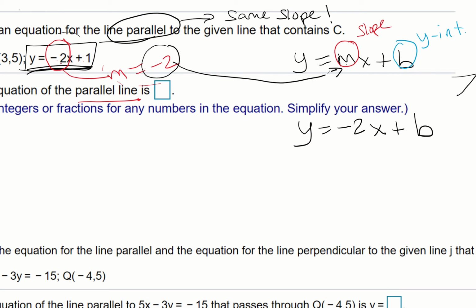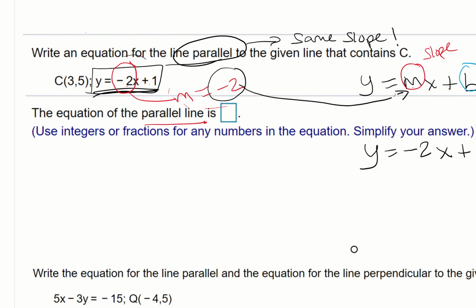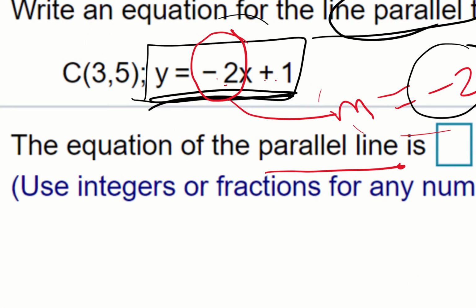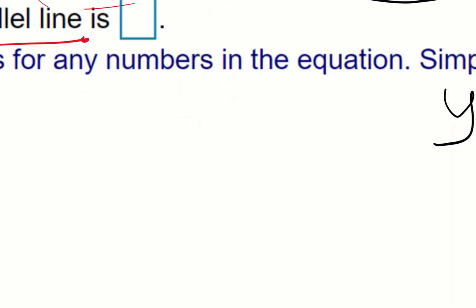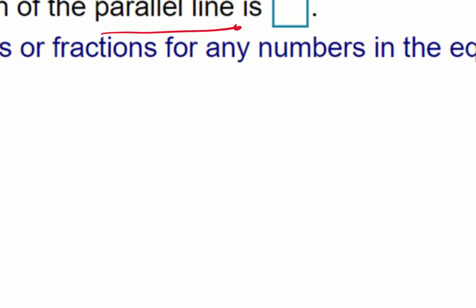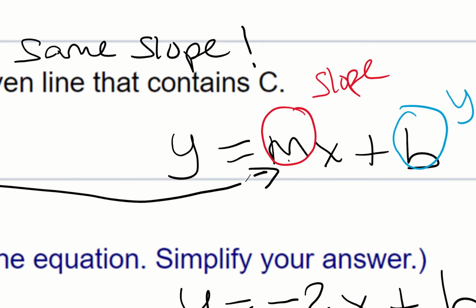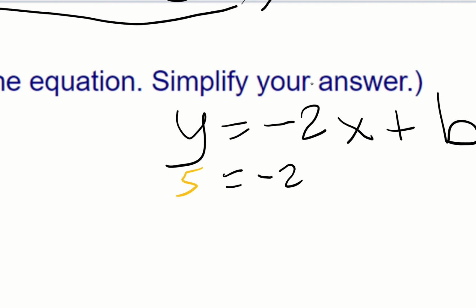Once we figure out what b is, then we're done because we got the equation of a new line that is parallel. Okay, so how do we get b? You have to plug in your x and y that they give you, which is right here. So remember, they give you this coordinate for a reason. This coordinate tells you your x value, and it tells you your y value. So if we know y is 5, well then this is 5. And we know that x is 3. So x is now 3.